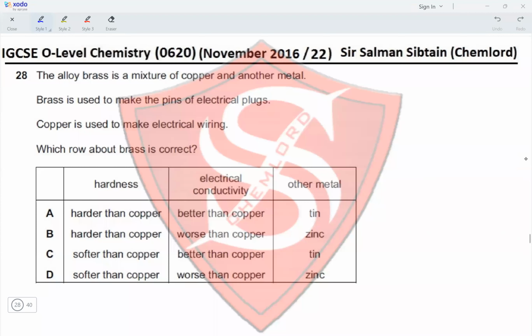Question 28. The alloy brass is a mixture of copper and another metal. So it is copper and zinc. Okay. So brass is used to make the pins of electrical plugs. Copper is used to make electrical wiring. Which row about brass is correct? Harder than copper or softer than copper? Brass is an alloy, so it has to be harder than copper.